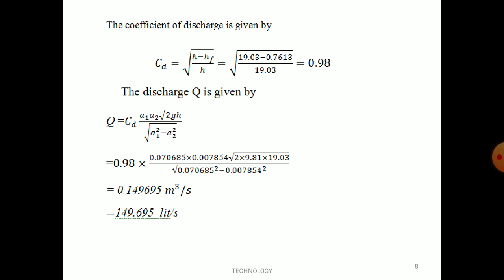First you are supposed to find the differential head, that is H, using P1 divided by rho g minus P2 divided by rho g. Using that you can go for the correlation for CD equal to square root of H minus HF divided by H. Then you can substitute the values of H and HF and you can get the value of CD. Then you can substitute in the equation for the horizontal venturi meter. So you can get the value of Q. So this is the fourth problem.